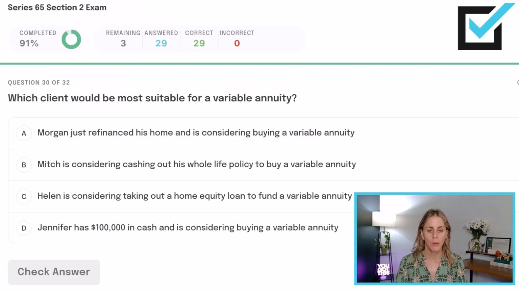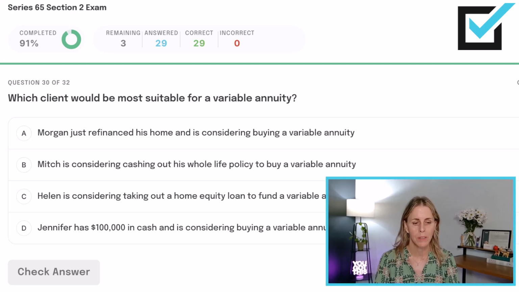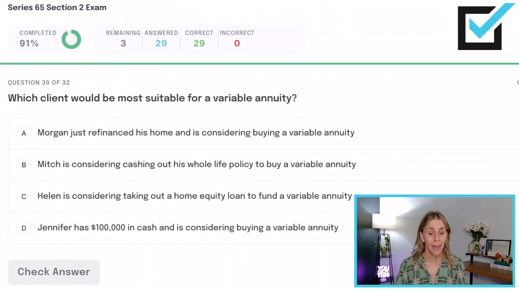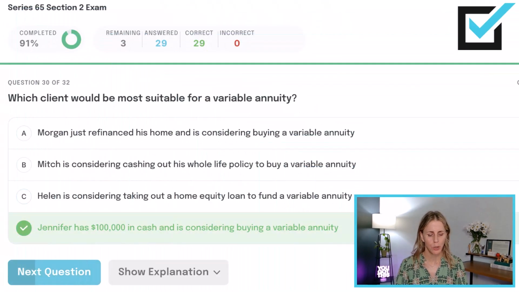Which client would be most suitable for a variable annuity? Morgan just refinanced his home and is considering buying a variable annuity. Mitch is considering cashing out his whole life policy to buy a variable annuity. Helen is considering taking out a home equity loan to fund a variable annuity. Jennifer has $100,000 in cash and is considering buying a variable annuity. You never want your client to take money out of their home to buy an investment. So when your client has cash, they would be the best client to recommend the purchase of a variable annuity.